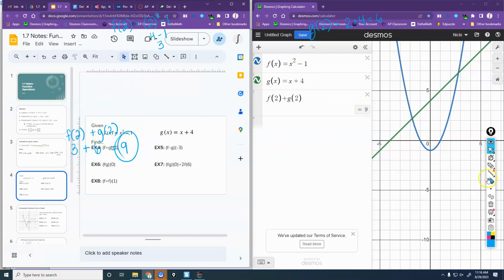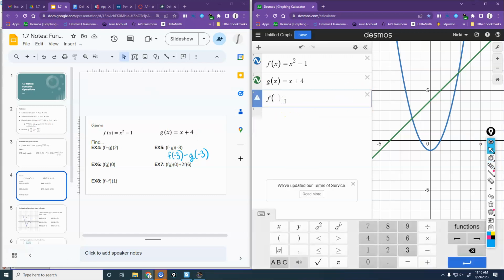So if I want to do the next one, whenever I have f minus g of negative 3, it's written in different notation. That is f of negative 3 minus g of negative 3. You have to have it like that to type it in and really to understand it. But if I go over here, all I got to do is tell it f of negative 3 minus g of negative 3. 7 is my answer. Okay?